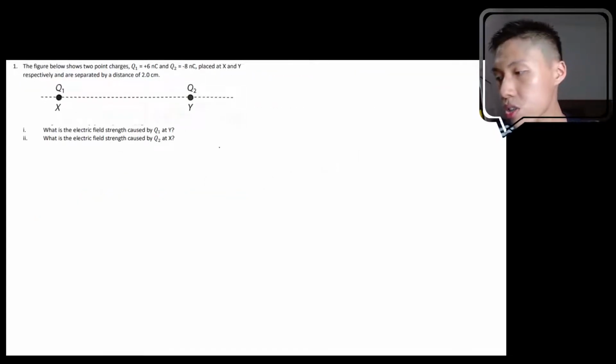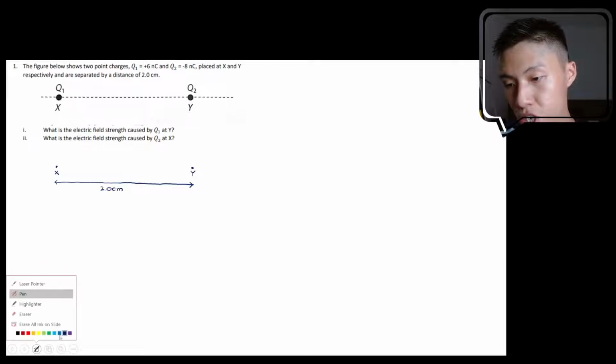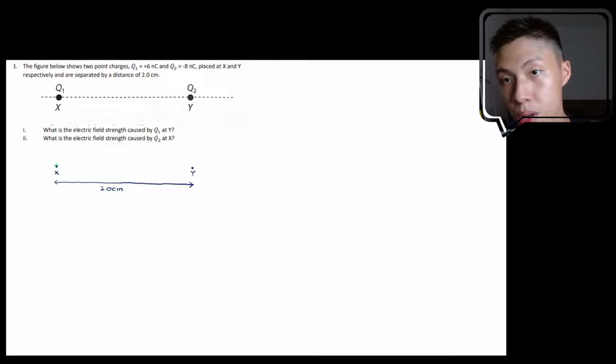Okay, so let's try to draw a diagram to illustrate the idea first. We have a position X and we have a position Y. The distance between them is 2 cm. Now because you place a point charge Q1 at position X, let's label it in green, because you place a point charge which is 6 nanocoulomb over here.